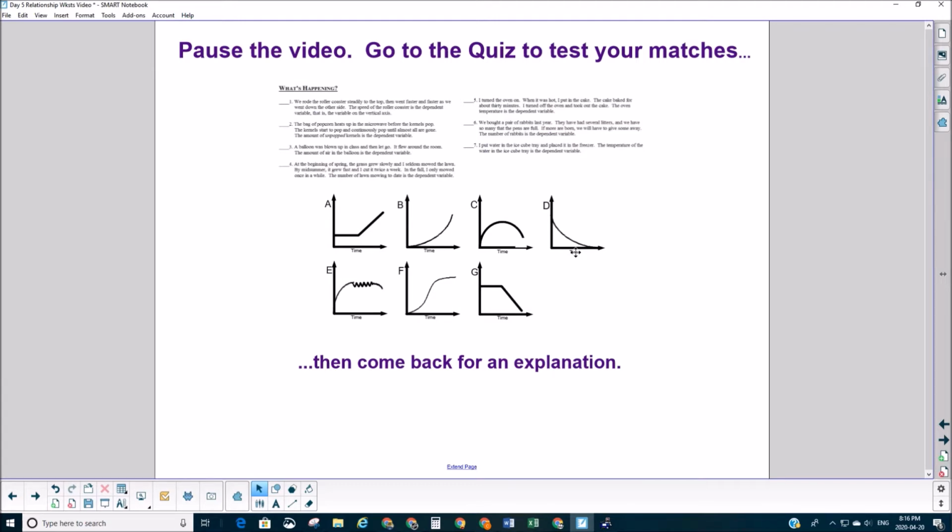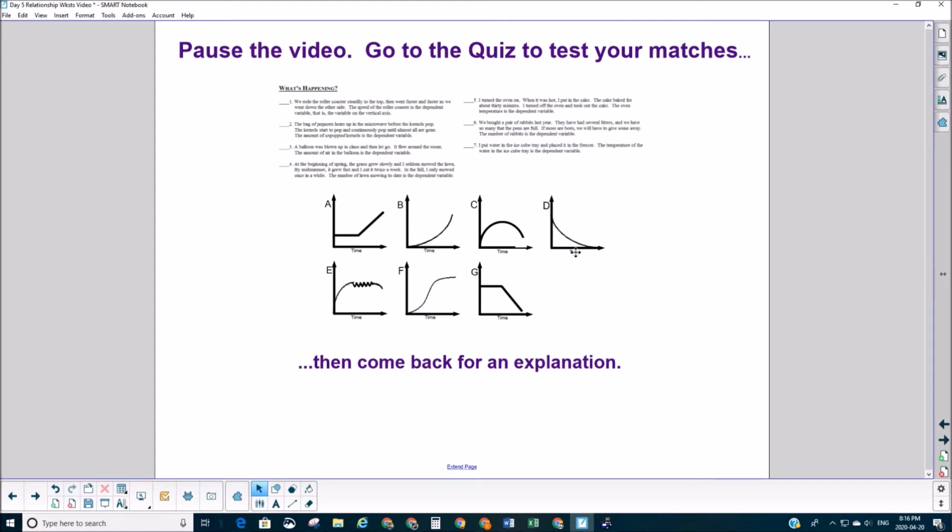So I'm going to challenge you to really think about these and see if you can get 7 out of 7. If you don't, I want you to learn from that and go back into the quiz and do it again. I want you to keep doing it until you get 7 out of 7. I want everybody to get 7 out of 7 on this quiz. You're going to be really surprised at some of the matches. So do it as many times as you need to.